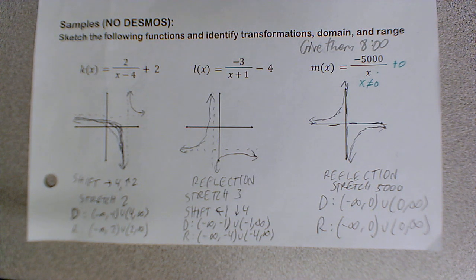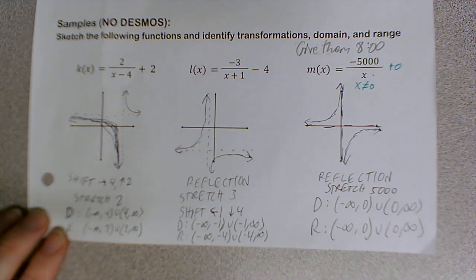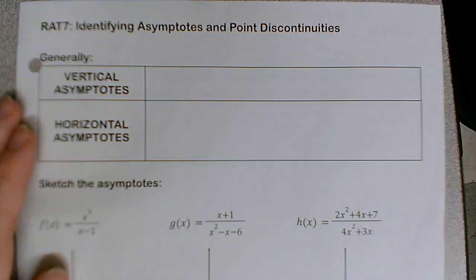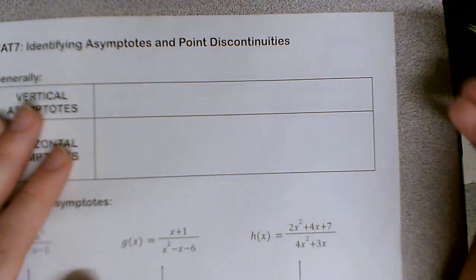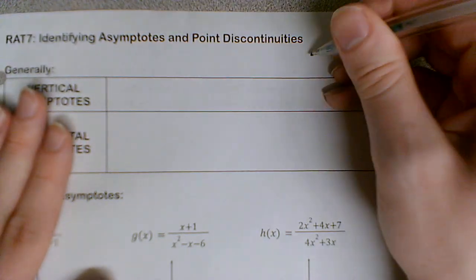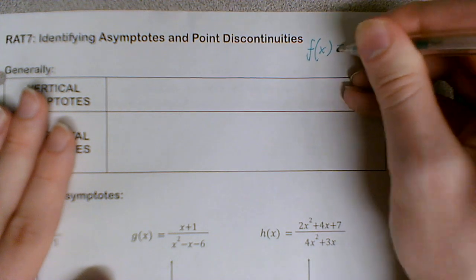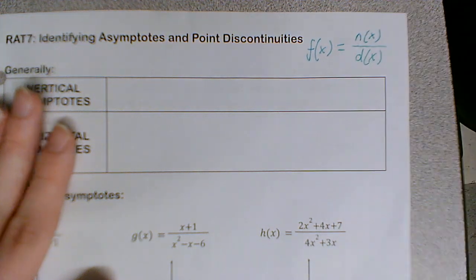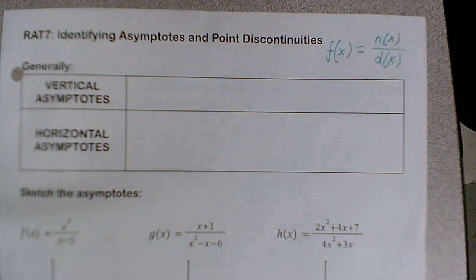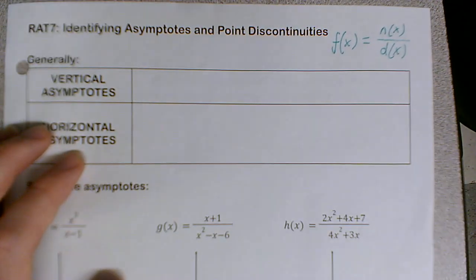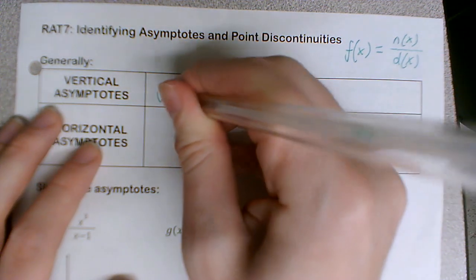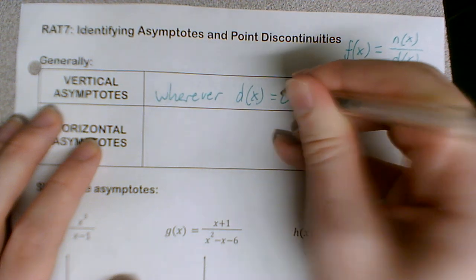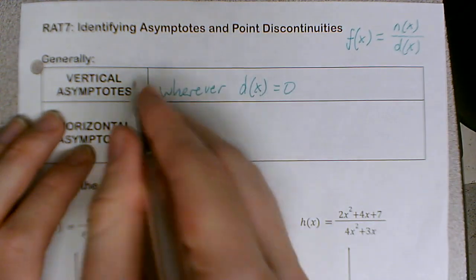Okay, I am now going to move to RAT7. We're going to continue with rational functions, but this time we're instead going to be talking about general rational functions which have a numerator function divided by a denominator function. Now, there are some rules here. Vertical asymptotes work the same as usual. This is wherever the denominator is equal to 0. In this case, we have a function in the denominator, so wherever that equals 0, that causes a vertical asymptote.